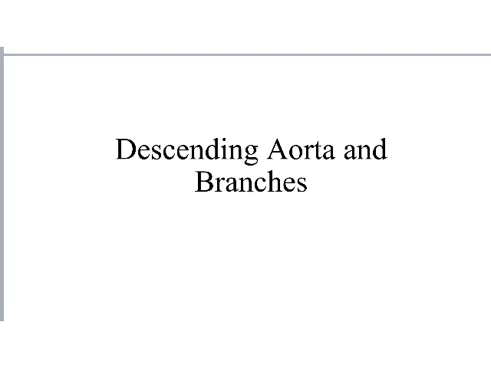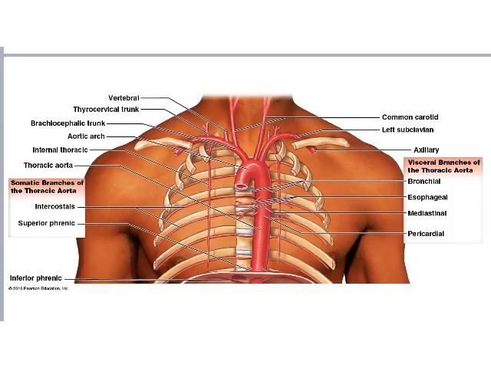So we've looked at the upper circulation, right? We looked at the shoulder, the arm, kind of skipped over the chest. I'm not making you learn really the arteries in the chest, and then we went up to the head and neck. So now we're going to take a look at the descending aorta and its branches, and look at how it feeds the abdomen and the lower extremities.